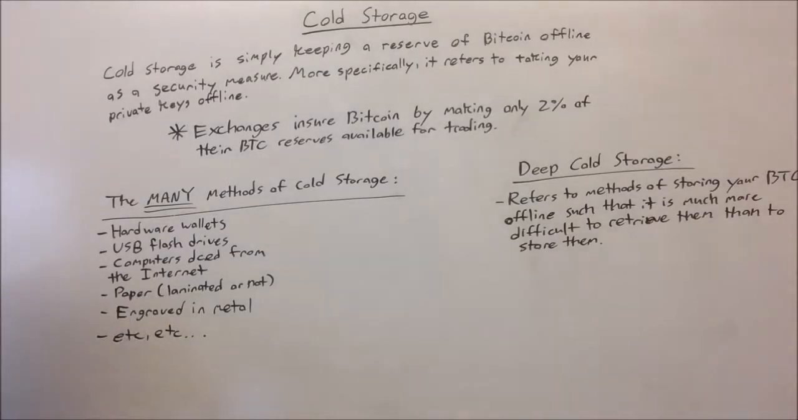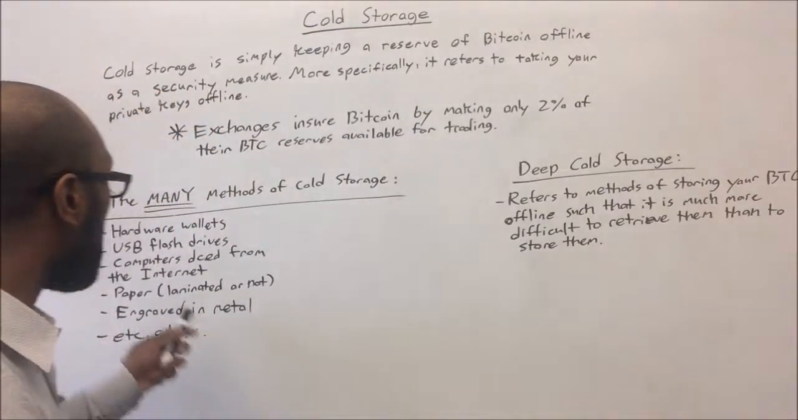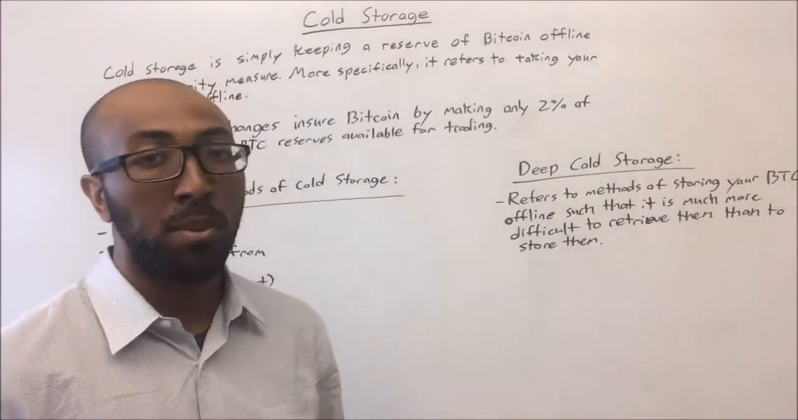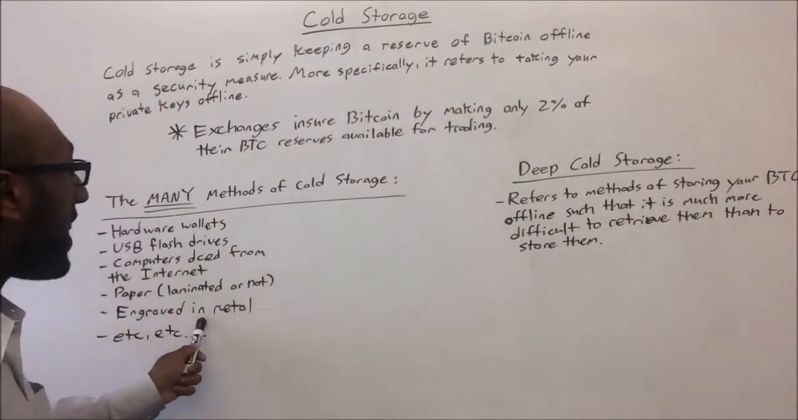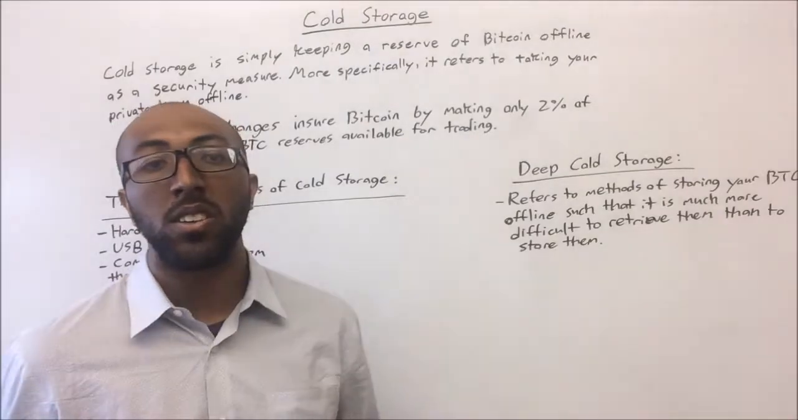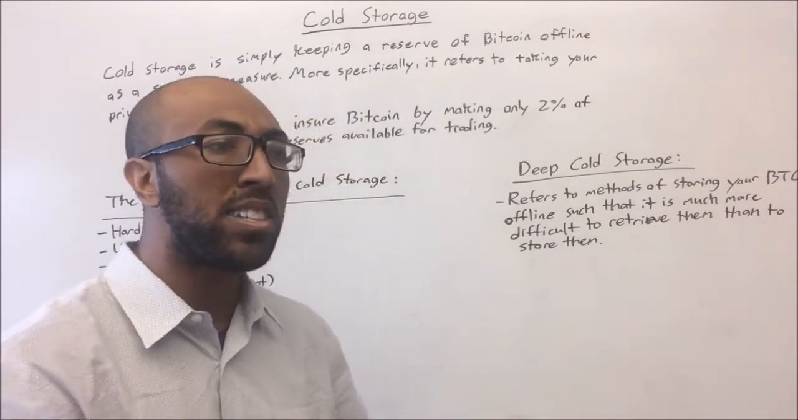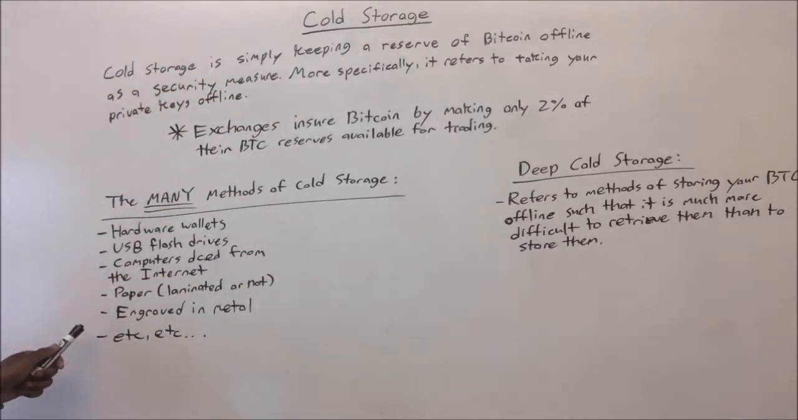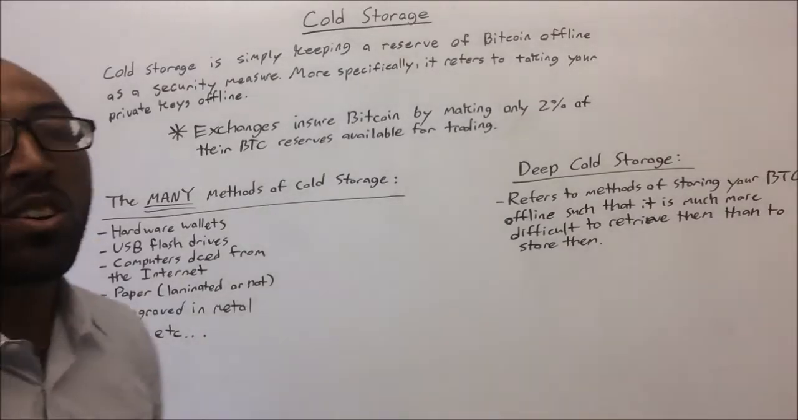You can put it on paper. Some people write the private keys on paper, and this paper can either be laminated or not. As I'm sure you're aware, there's a lot of problems with using paper, but people still do it. You can engrave your private keys in metal. It goes on and on and on. You can use a safe deposit box at a bank, and in that box you can have your keys engraved in metal maybe, or maybe you just have a hardware wallet. I mean, it goes on and on and on.